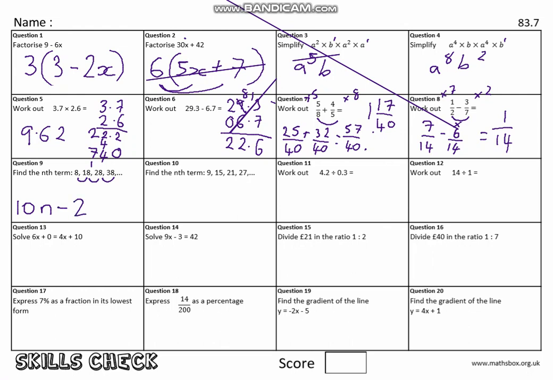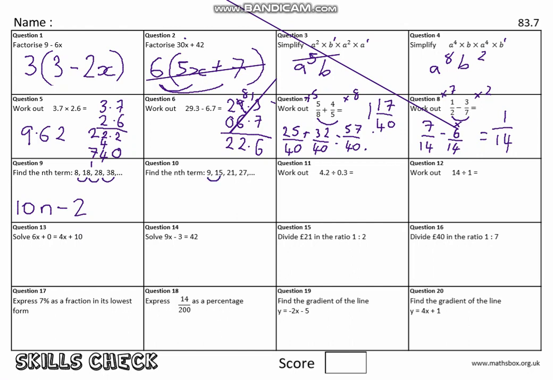So let's test it with, let's say, the third number in the sequence. So we pop our 3 in where the n is, because that's the number in the sequence we want to find. So we do 10 times 3 is 30, minus the 2 does indeed equal 28, so therefore we know that we are correct. Next one then, so what's the difference between these?